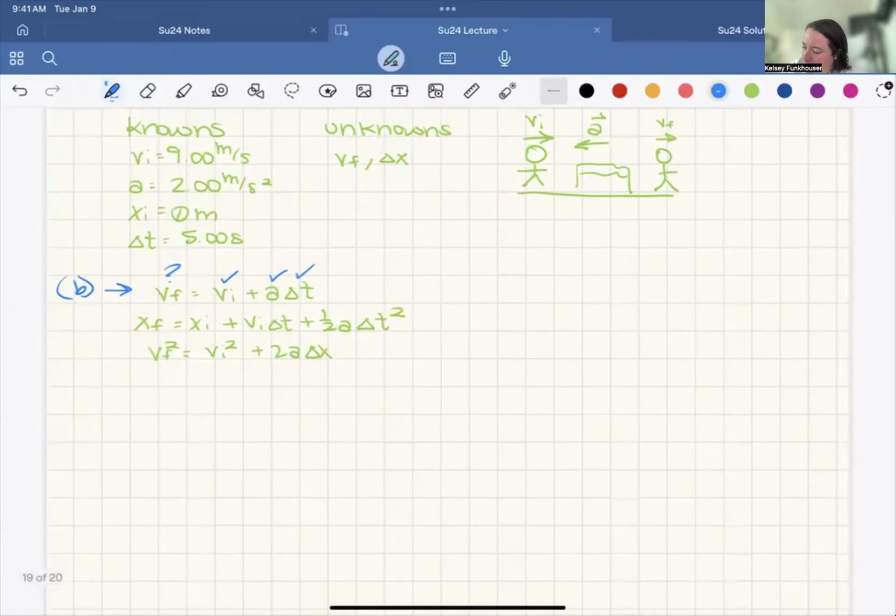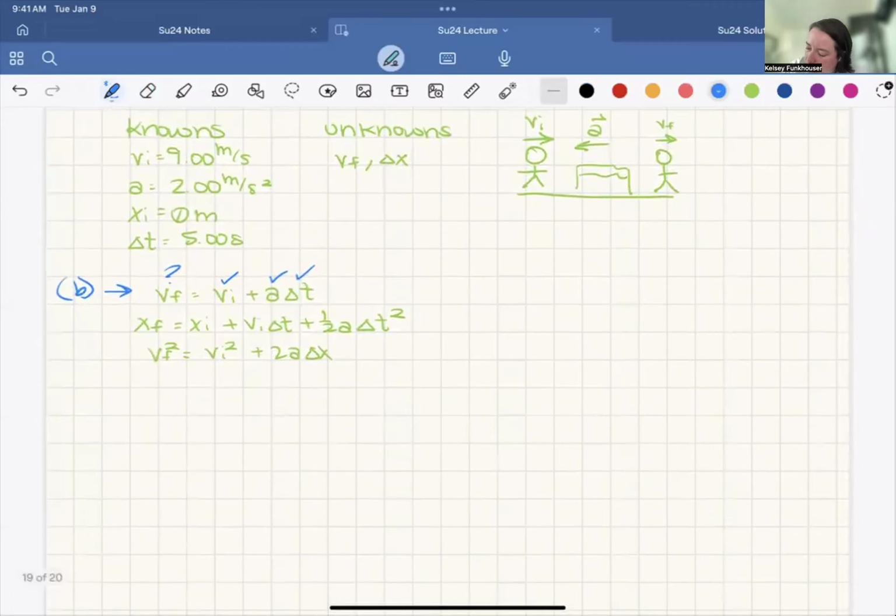Skipping steps. We want to find how far she travels in the next 5 seconds, and then we want to find the final velocity. So we want this final position. We know initial velocity, acceleration, and time interval. And then this one, we don't know the final velocity. We know initial velocity and acceleration, we don't know the time interval. So we're not going to use that one. We're going to use this one for part A.